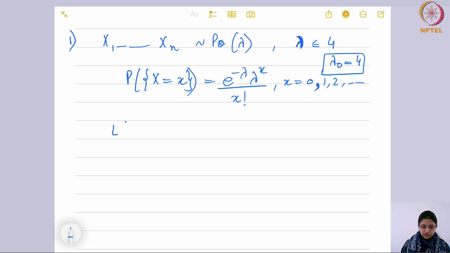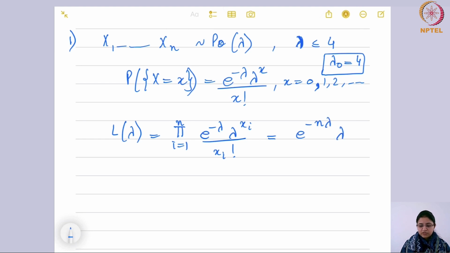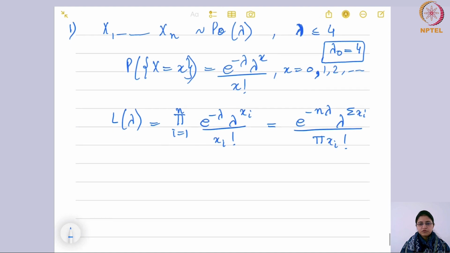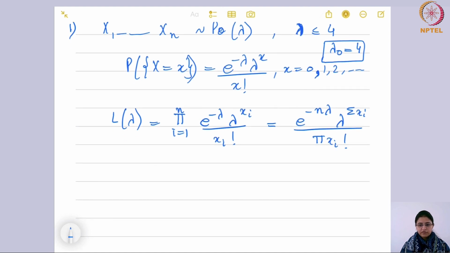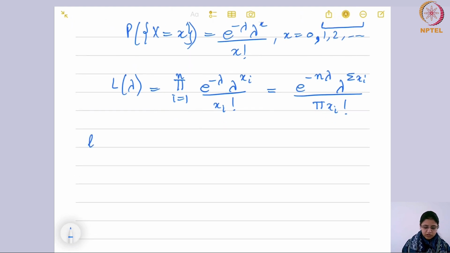The likelihood function for this would be, first of all, the product from i equals 1 to n of e to the power minus lambda, lambda to the power xi over xi factorial. So this would essentially be e to the power minus n lambda, lambda to the power summation xi, over the product of xi factorial. This is the likelihood function. Till now we are moving in the same way as we have obtained earlier. We can also take the log here.